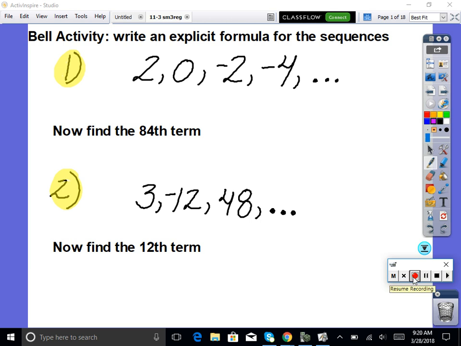It didn't tell you it was arithmetic, so you would check to see if there's a common difference. So each time we do -4 minus -2, -2 minus 0, 0 minus 2 is -2. So this one has a common difference, so it's arithmetic.